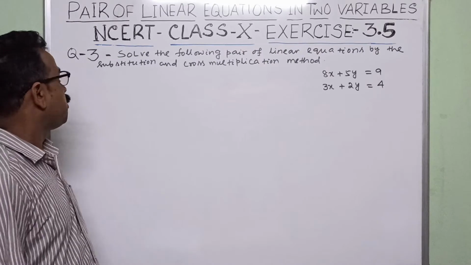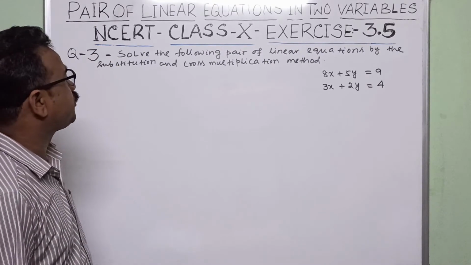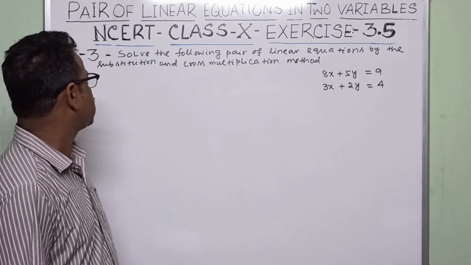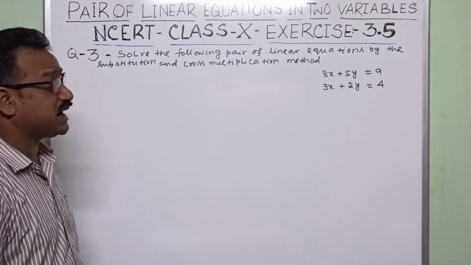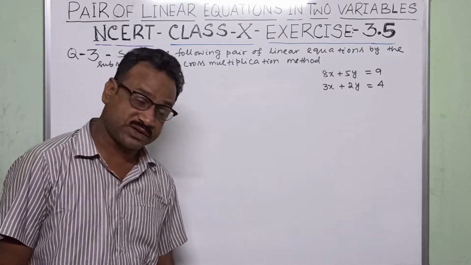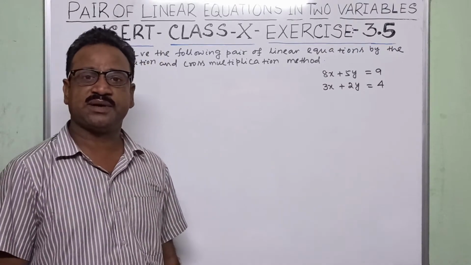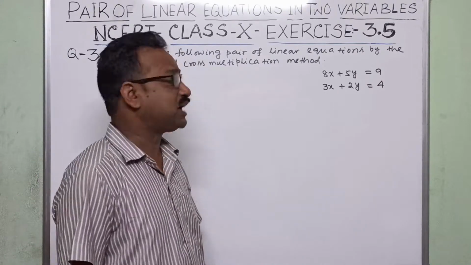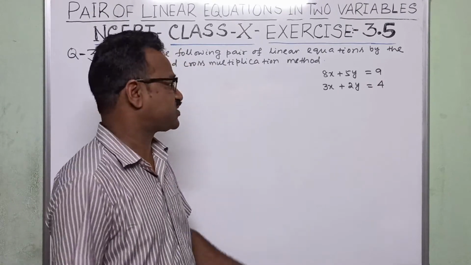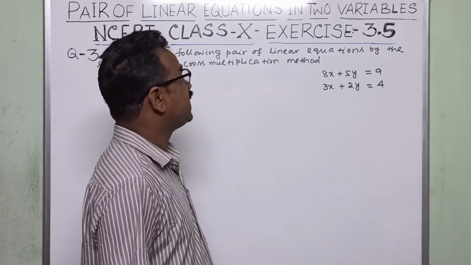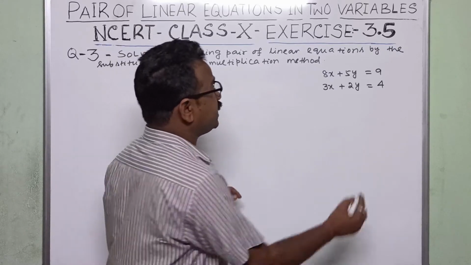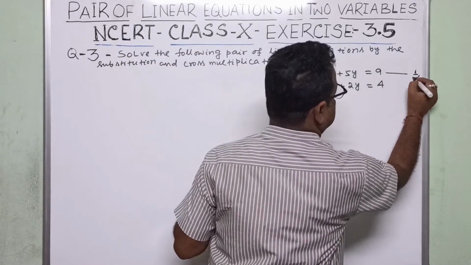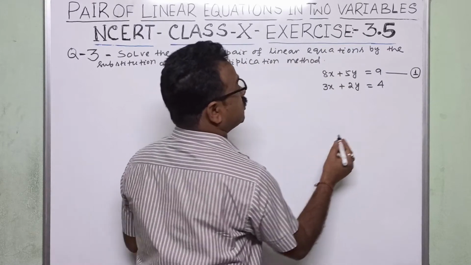Now move to question number 3. Solve the following pair of linear equations by the substitution and cross multiplication method. So first we'll solve it by the method of substitution, then we'll go for cross multiplication. What are the equations given? 8x plus 5y is equal to 9, equation 1. Then 3x plus 2y is equal to 4, equation 2.